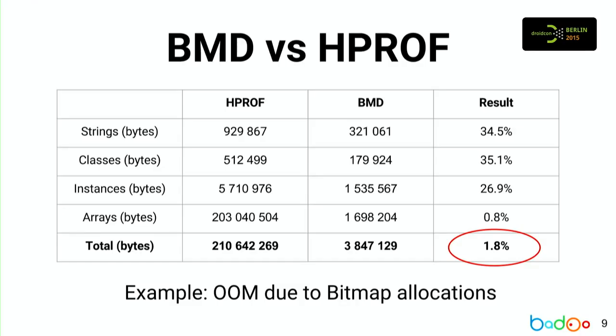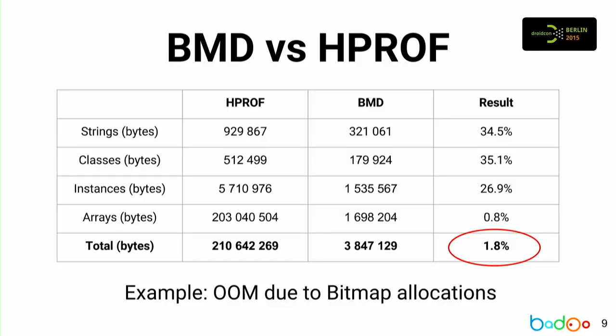1.8%. Doesn't sound like much, but this is actually how big the BMD file is compared to the original HPROF file. In this case, we started out with a 210 megabyte file, and in the end, you have a file that's only 3.8 megabytes big. This is still not tiny, to be sure, but this is before you compress it. When we have been using this, we add a second step where we take the output file and run it through a gzip output stream, and then you end up with a file that's only 1.8 megabytes big.